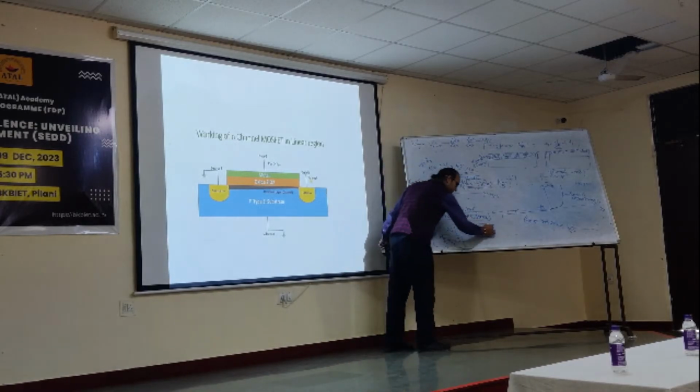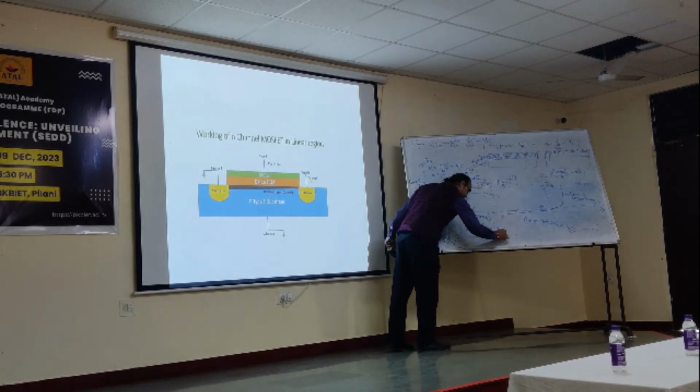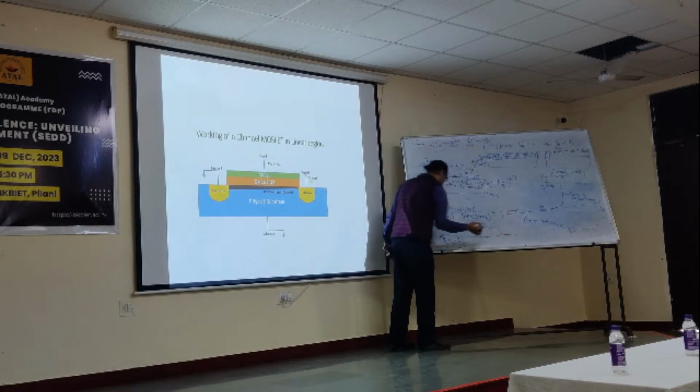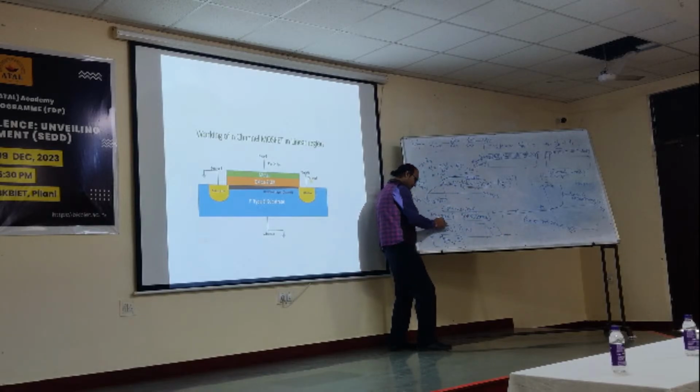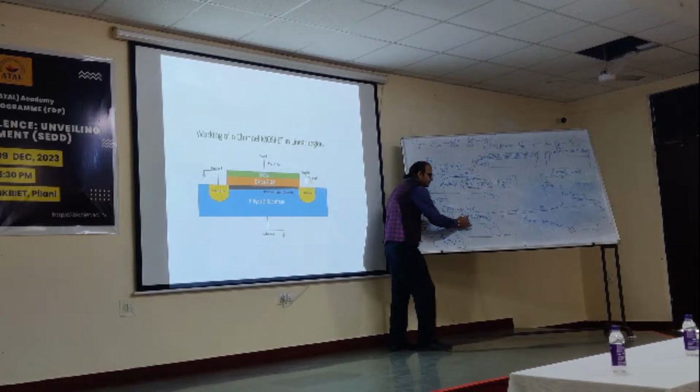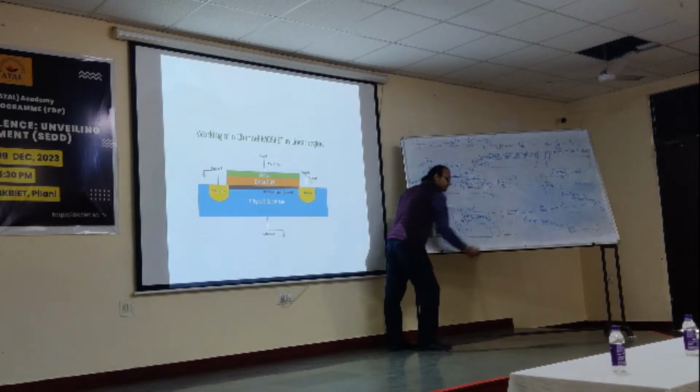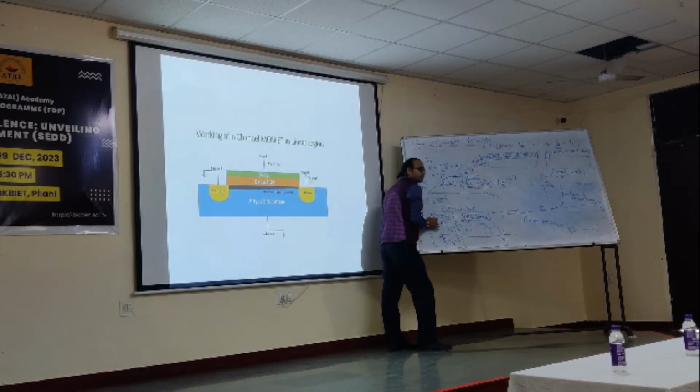And what do we do with the collector base junction? See, suppose 100 electrons are emitted, a very impractical thing. Suppose 100 electrons are emitted and 5 are recombined in the base. How many remain? 95. What do we want? We want to collect them. How will I collect? I will have to apply positive voltage. That is the only way. So positive voltage to collect these electrons.